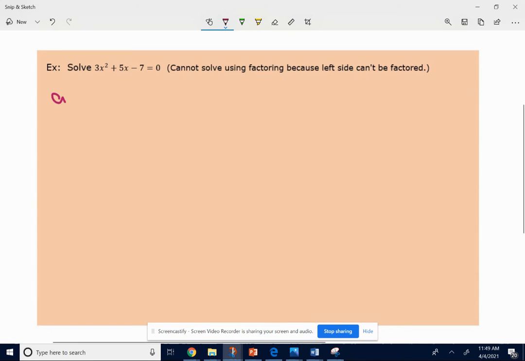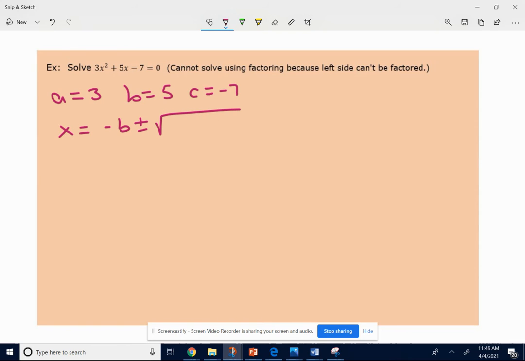First, A, B, C. A is 3, B is 5, and C is negative 7. I'm going to write down the quadratic formula again, and I'm going to replace A, B, and C with the numbers you see above.